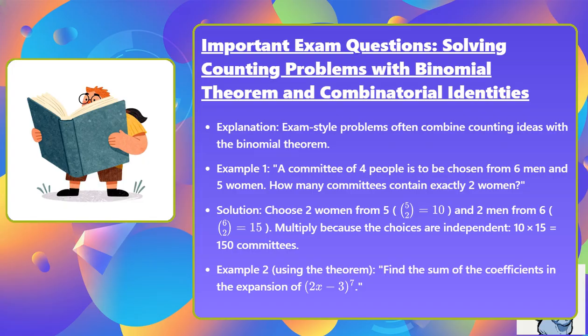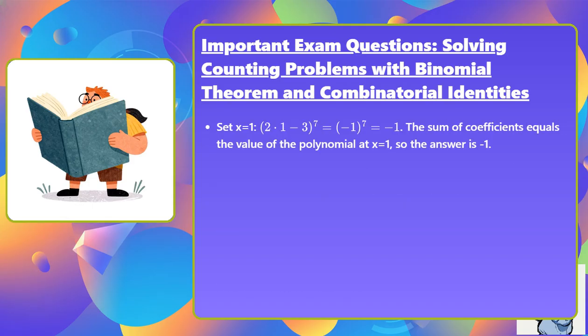Example 2, using the theorem. Find the sum of the coefficients in the expansion of (2x minus 3) to the 7th power. Set x equals 1. (2 times 1 minus 3) to the 7th power equals (negative 1) to the 7th power equals negative 1. The sum of coefficients equals the value of the polynomial at x equals 1, so the answer is negative 1.